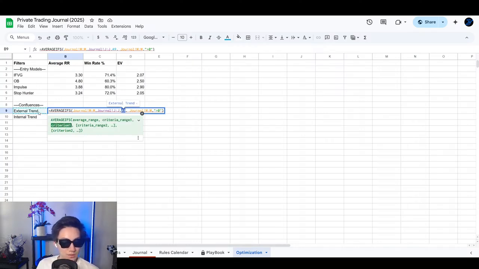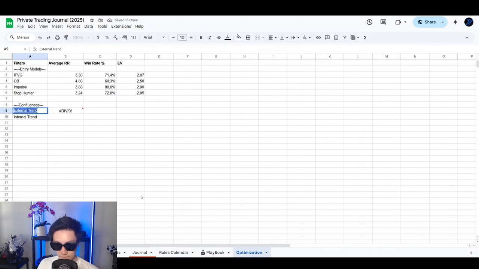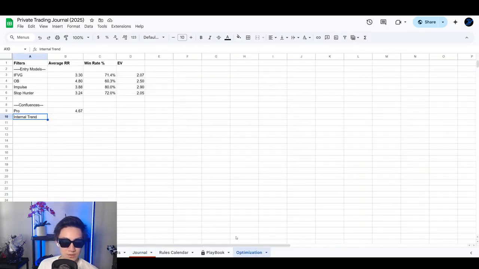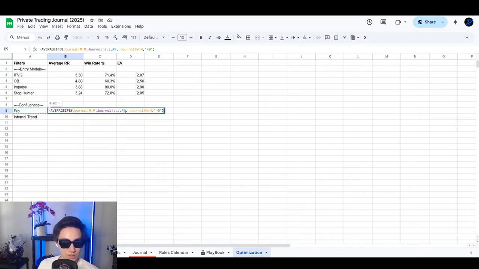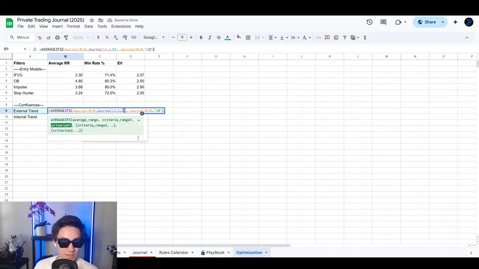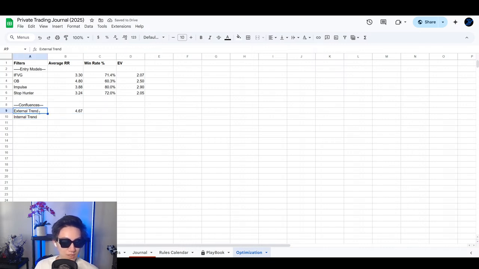This should be called Pro. So we'll have to fix a title here since you may not completely understand what Pro means here. Here's a way we can fix that. Instead of referencing the cell, we're just going to have to do it manually. So external trend, and then instead of referencing A9 here, we'll write Pro. So we could write something like Pro.